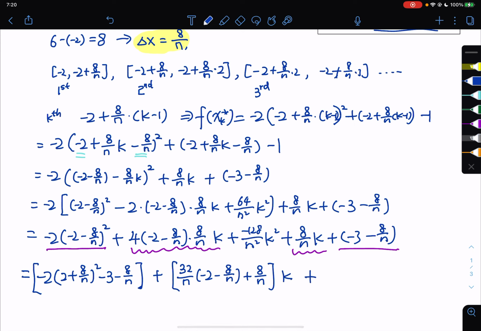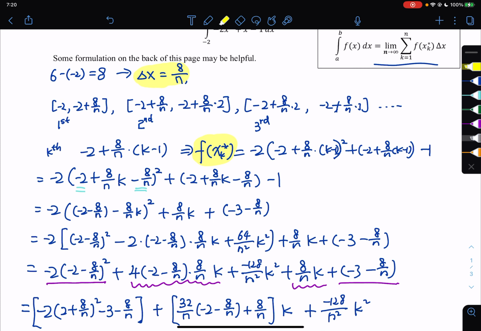And I have a k squared term, which is negative 128 over n squared, k squared. So what I have here is f of x k star totally cleaned up. So the next thing is you're going to multiply them together and take sigma summation of it.